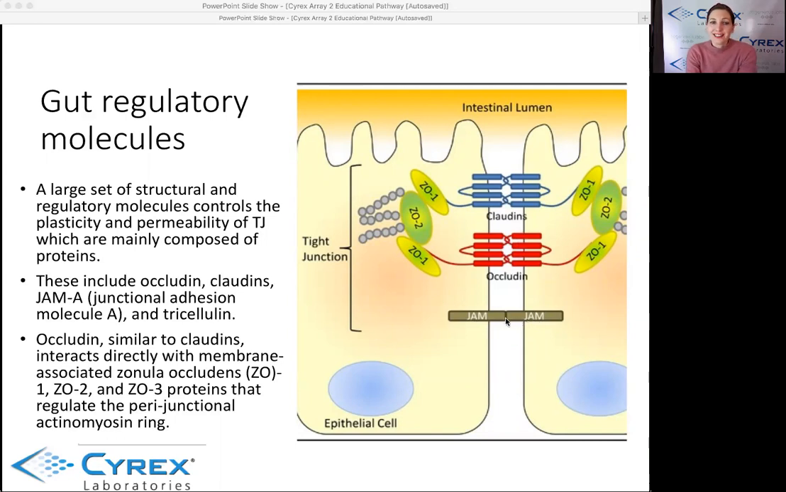Occludins, similar to claudins, interact directly with the membrane-associated zonular occludins, these little ZO proteins that you see over here. And the entire set of proteins communicate together under the influence of zonulin, the enzyme zonulin, to influence whether or not the tight junctions remain tightly closed or become more open in order to facilitate transport of molecules through that tight junction there.